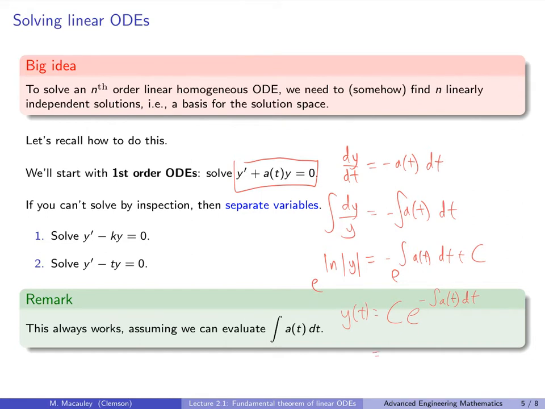Sometimes this is written as c e to the negative capital A of t. So this is y of t. So this always works. The only barrier is sometimes you can't necessarily integrate this function, so you just have to leave it as an explicit antiderivative.